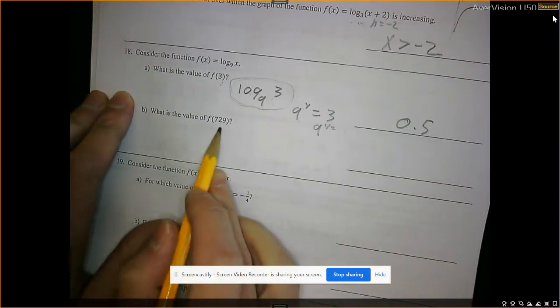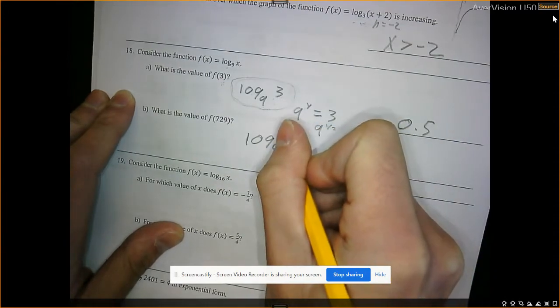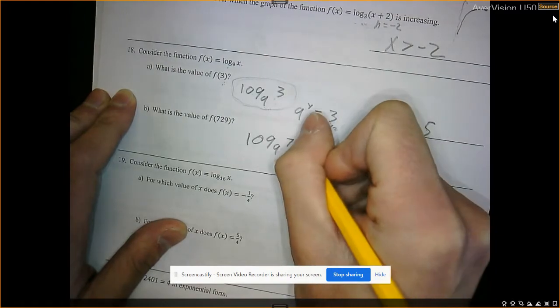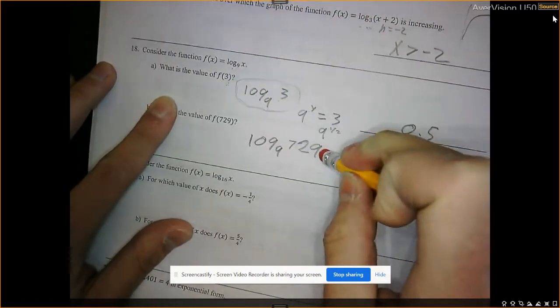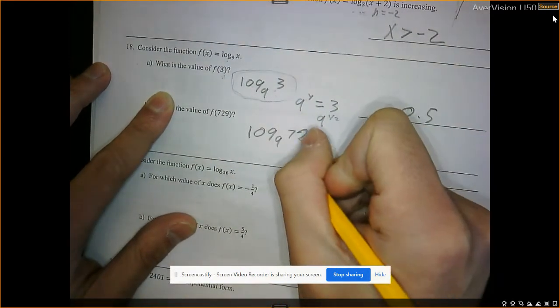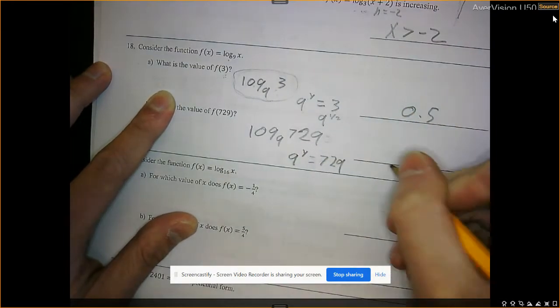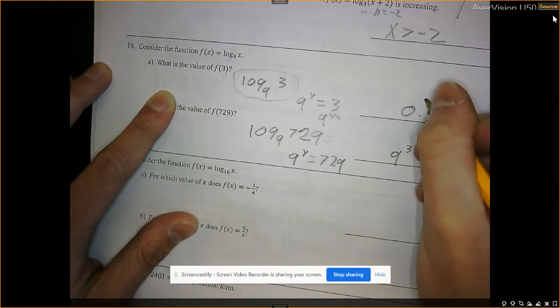Now, going on here, this is like saying, okay, log base 9 of 729, and we're trying to find out what that is. Again, you can plug this into your graphing calculator and find it. Otherwise, this is saying 9 to the what equals 729, and that is 9 cubed. So your answer here is 3.